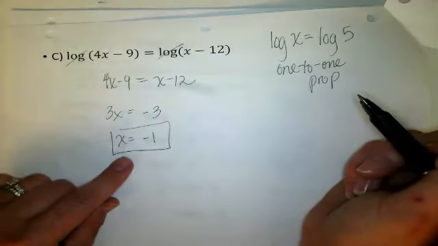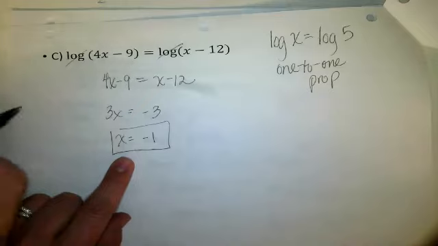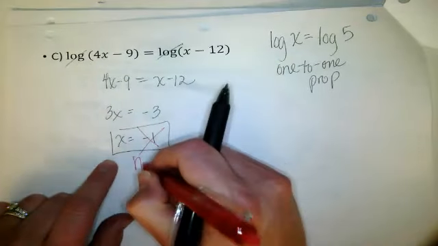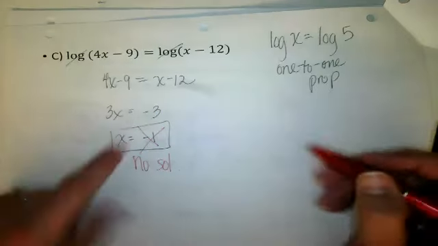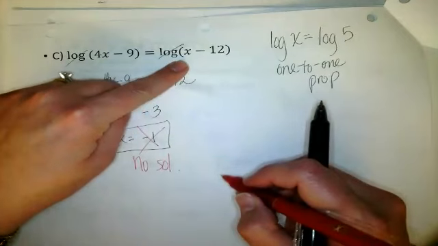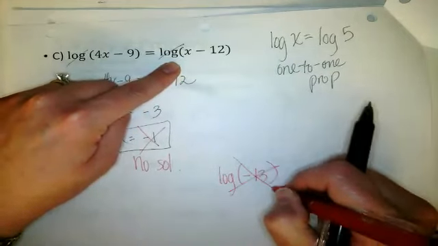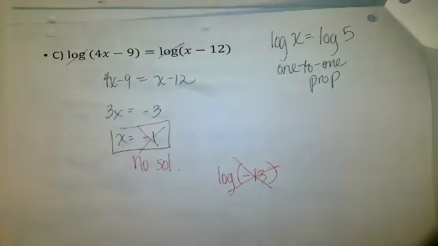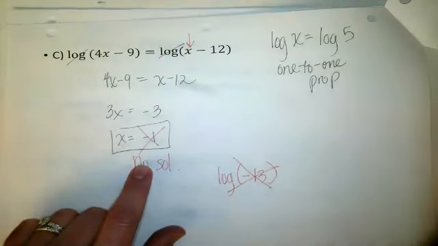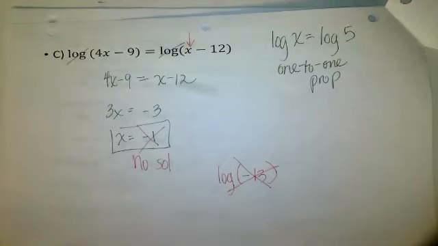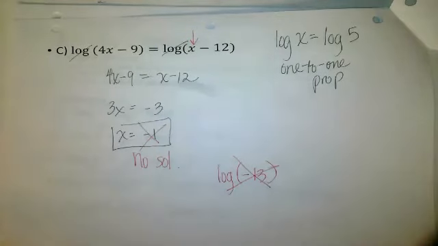Does negative 1 work? No, it doesn't. Why not? Because the argument is not allowed to be negative. Log of negative 13 does not compute. If we take that negative 1 and plug it back in, we cannot solve this question. Cannot take the log of a negative argument. Sometimes the number can be negative, and that's fine, but when we plug it back in, the argument has to be positive. Okay?